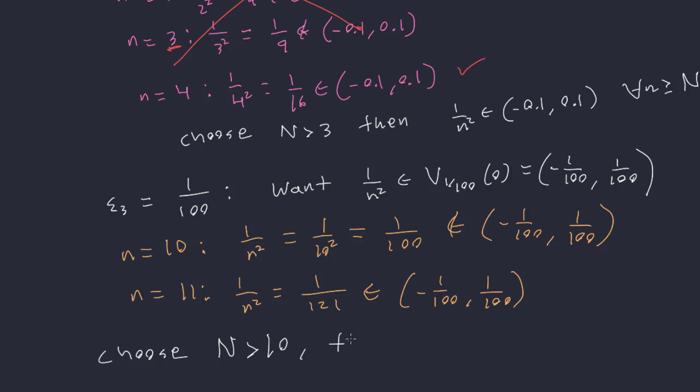And then 1 over n squared will be in the 0.01 neighborhood around 0 for all n greater than or equal to capital N. All right, so the answer is yes, given any epsilon, we should be able to find a capital N such that everything past that point will get us in that set.